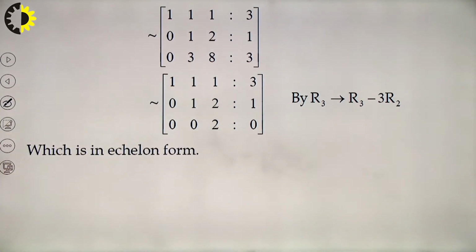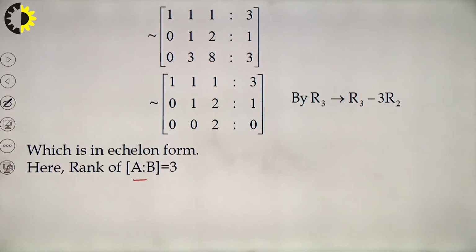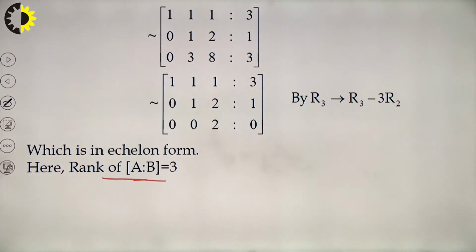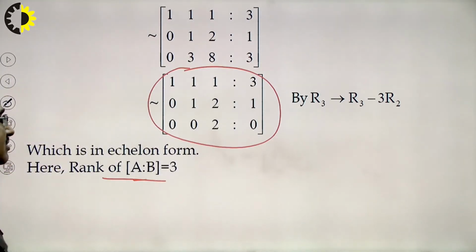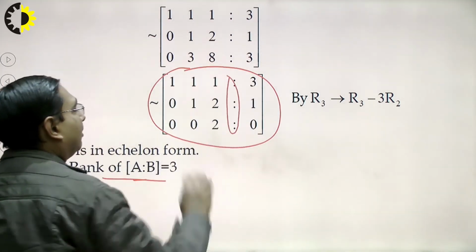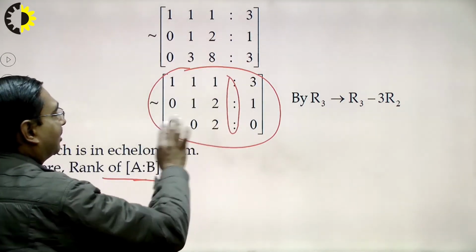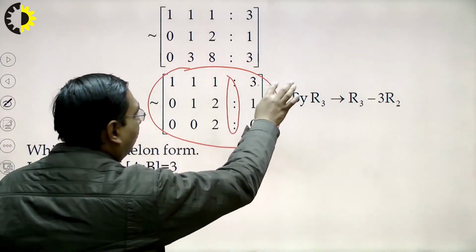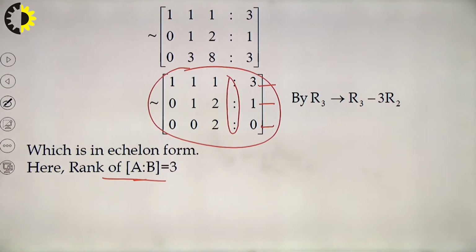Now, we shall calculate three quantities. What are these quantities? Rank of AB, rank of A and number of unknowns. To calculate rank of AB, I shall consider this whole matrix. This vertical dotted column will not be considered as a part of matrix, but we will consider this whole matrix, and we observe that there are 1, 2 and 3 non-zero rows in this matrix AB.